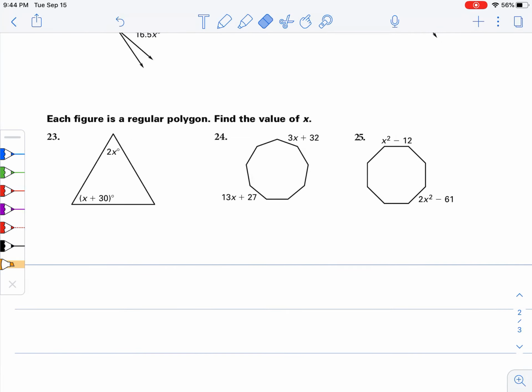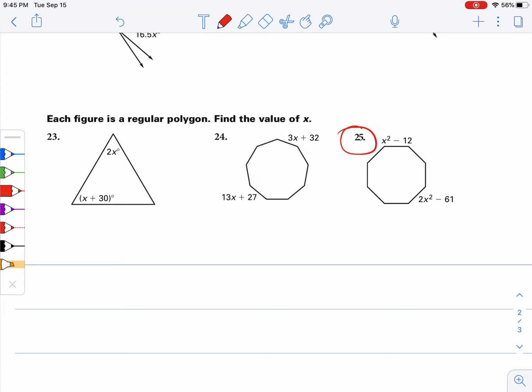And then 23, 24, and 25 are what we did yesterday with chapter 1.6, where you just set them equal to each other. I will say 25 is a bit of a challenge. You guys can do it. But it's a challenge because the x squared does not cancel out, so I just want you guys to remember about square roots.